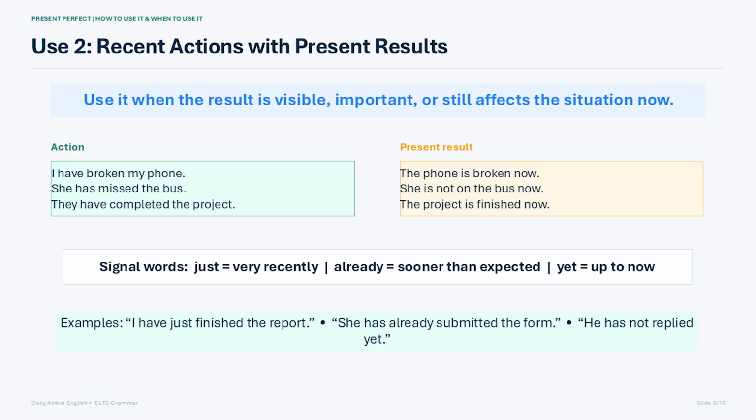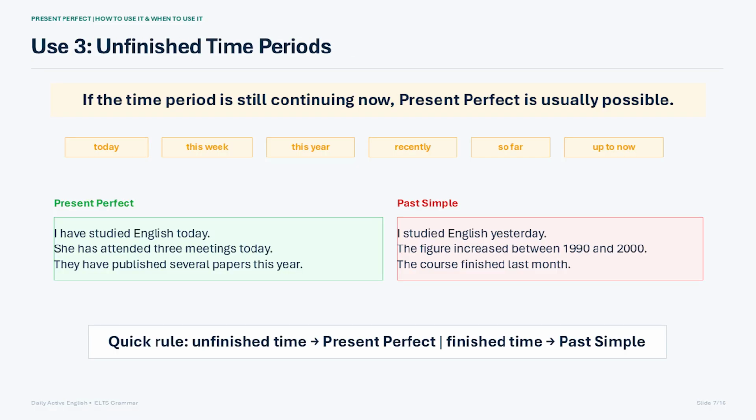Just means very recently. Already means sooner than expected. Yet is usually used in questions and negatives, and it means up to now. Another important use is unfinished time periods. We use the present perfect when the time period started in the past, but is still continuing now.